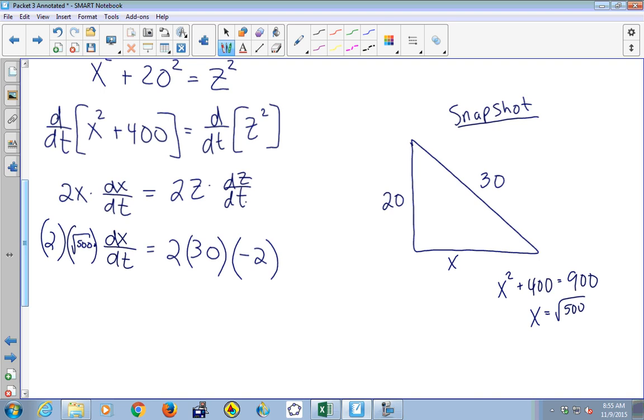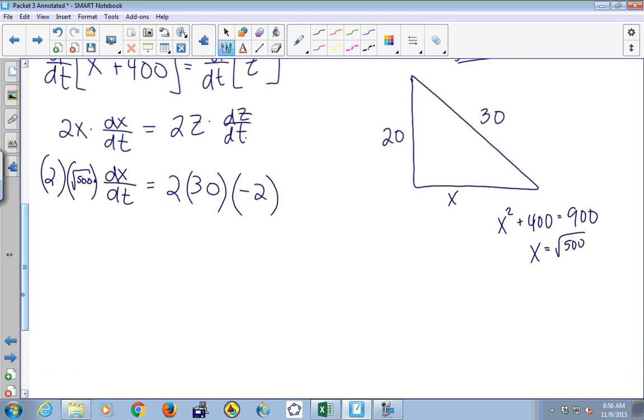So now I've plugged in all the things that I know. There's only one thing left that I don't know, and it's the thing that I want to know. So I'm going to solve for dx dt. So dx dt, that's -120 over 2 square roots of 500.